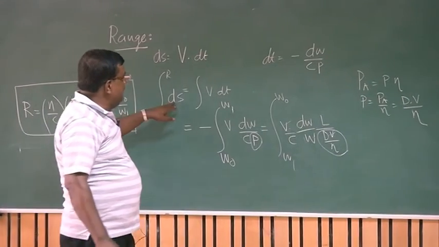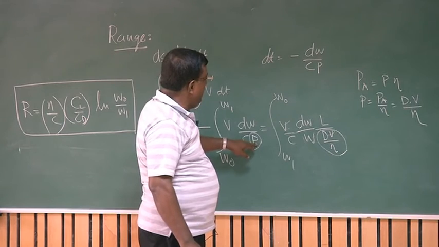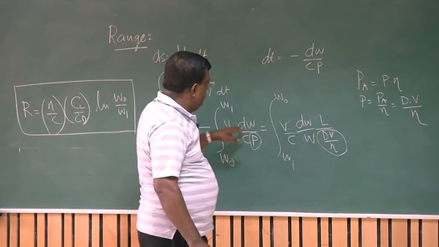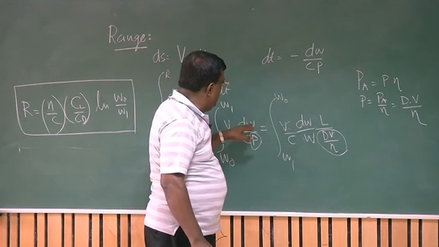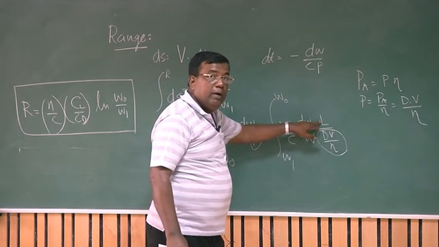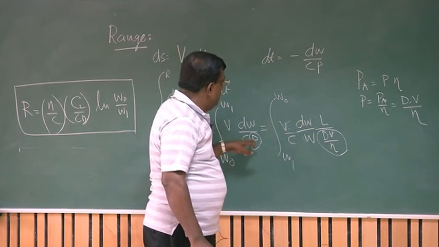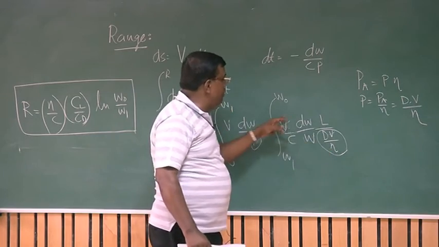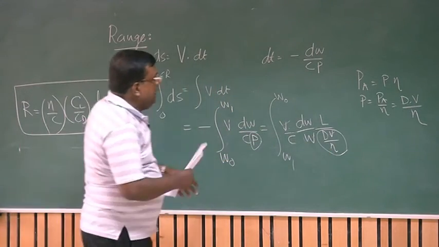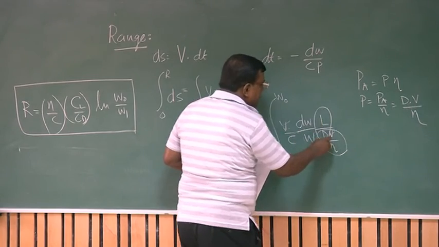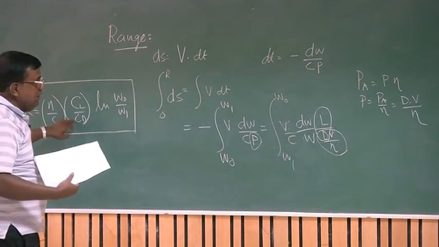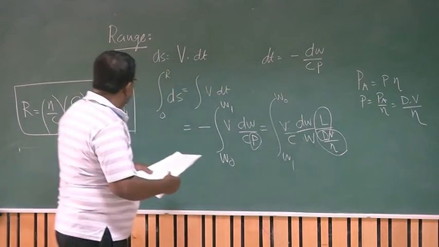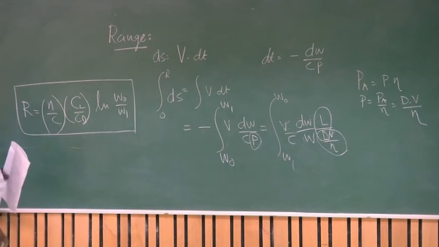Let us repeat here. ds is minus V dW by CP, that is equal to the integral from W1 to W0. We have changed the order of integration, and V by C, dW by W. I have put one W, multiplied by L, because lift equals weight, so it doesn't change. P, we know, is DV by eta, and this V and this V get cancelled. So this eta goes in the numerator, so I have got eta by C, and here I have got L by D, which I can write as CL by CD. So this is dW by W, and the integration of dW by W is ln. When I put the limits, it comes to ln W0 by W1.